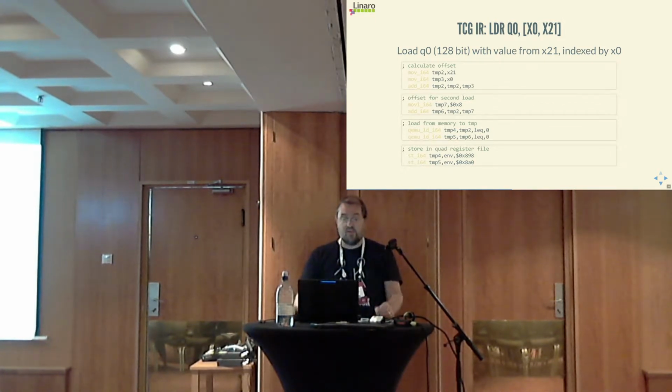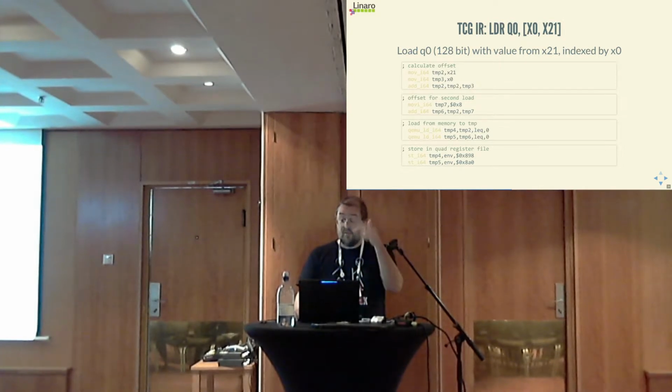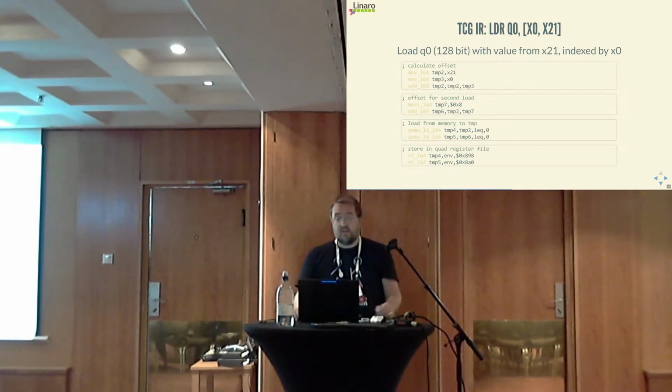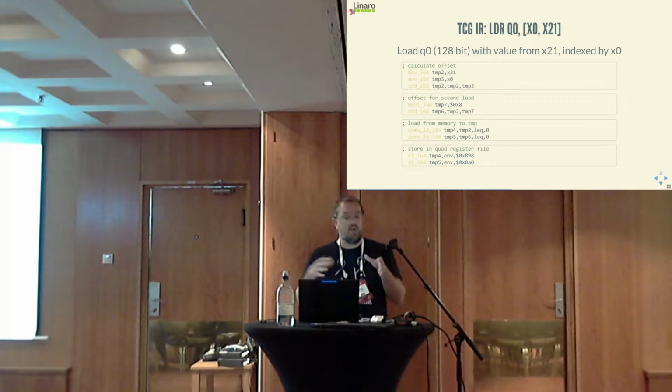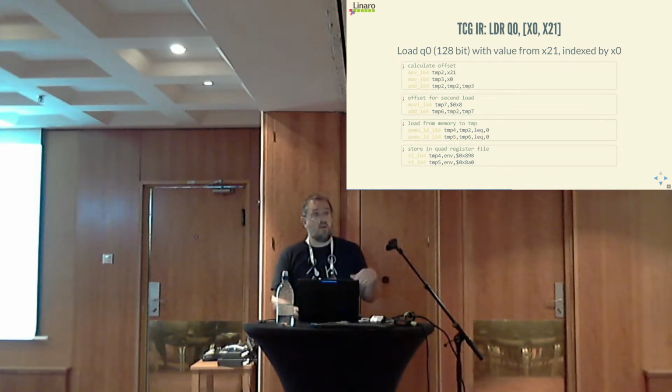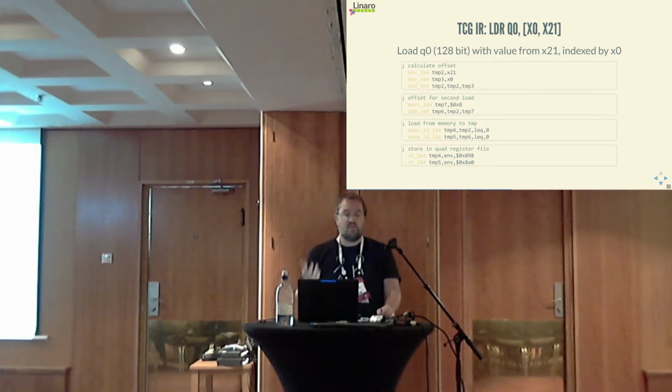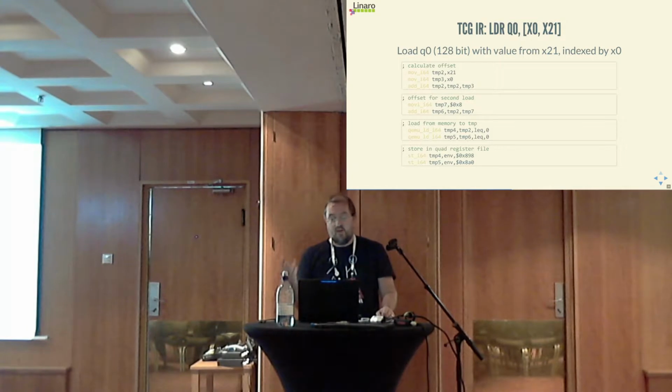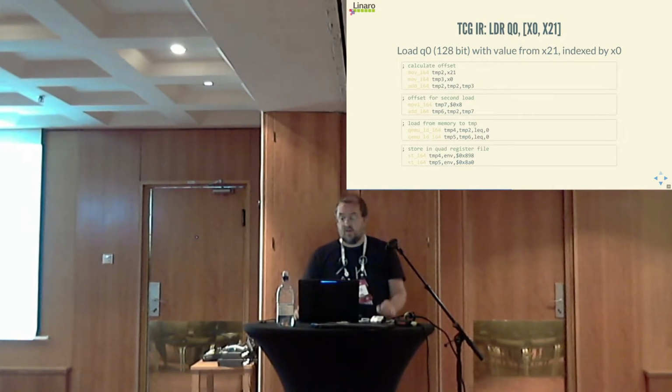And then finally, we store these two temporary registers into QEMU's CPU register file. So this is basically a fixed offset of the per CPU environment structure, which the generated code can access directly. Now, the main takeaway you need to take from this is we're doing two 64-bit loads and two 64-bit store operations to cover the whole vector.